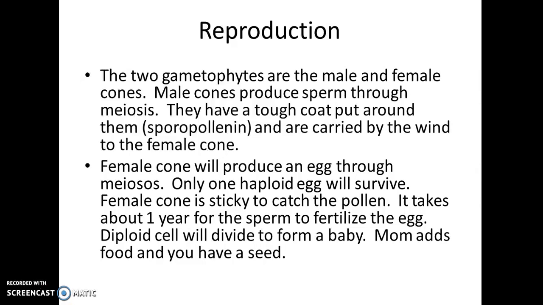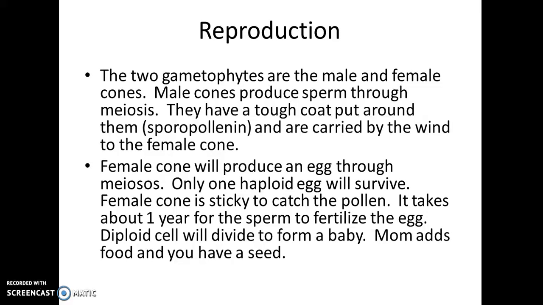Okay, so the male cones produce sperm through meiosis. They have a tough coat put around them, sporopollenin, and they're carried by the wind to the female cone. Now the female cone has an egg that it produces through meiosis. Now only one egg, and instead of having 4 eggs, they only have 1, so only 1 egg survives, 3 disintegrate. The female cone is sticky.